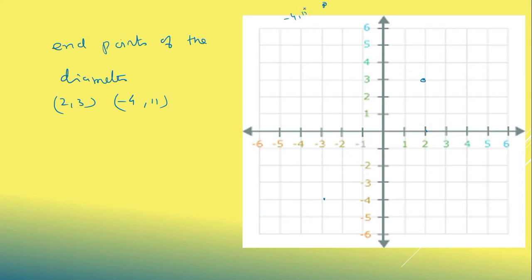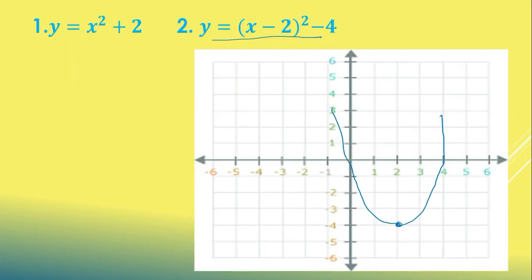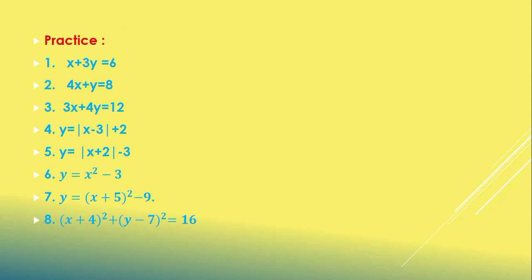Minus 4, 11. So the line joining these 2 points will be the diameter. Find the distance between them, divide by 2, which will get you the radius, and the midpoint of this diameter will be the center. That way you can try to find the equation of the circle. Okay, that's it. And do practice these kinds of problems.